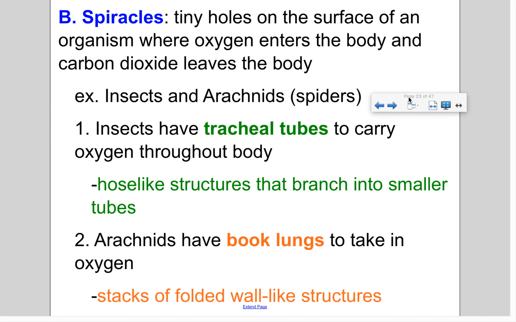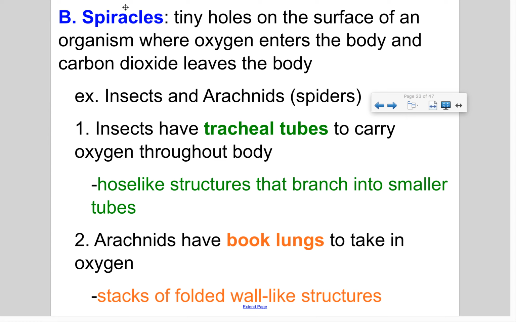This type of way that organisms can take in oxygen tends to deal with insects and arachnids. That's called spiracles. Tiny little holes on the surface through their exoskeleton, if you will, where oxygen enters and CO2 leaves the body. Once the oxygen enters through the spiracle in insects, it travels through tracheal tubes that carry oxygen throughout their body. Tracheal tubes are just hose-like structures that branch into smaller tubes and try to reach every part of the organism.